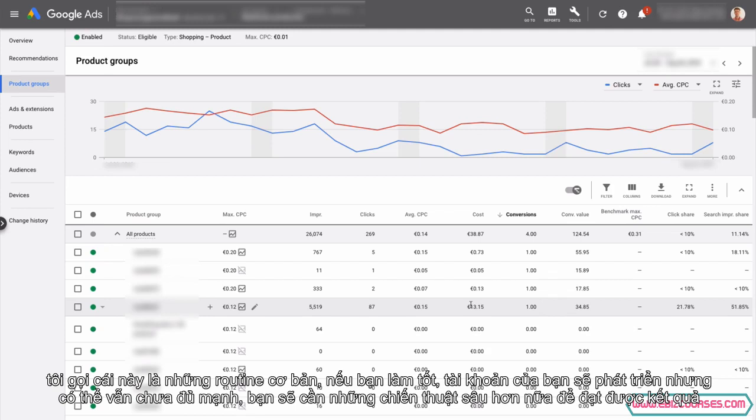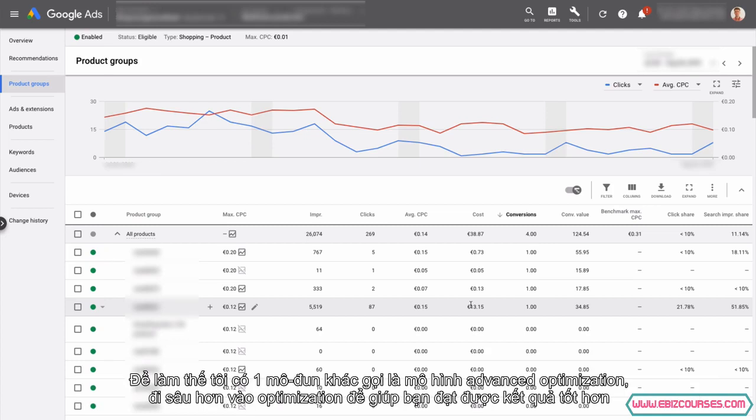But it could be that it's still not enough and that you need more in-depth tactics to improve your results. So to do that, I've created another module which is called the Advanced Optimization Module, and it will take you through more optimization tactics you can use to really get better performance.